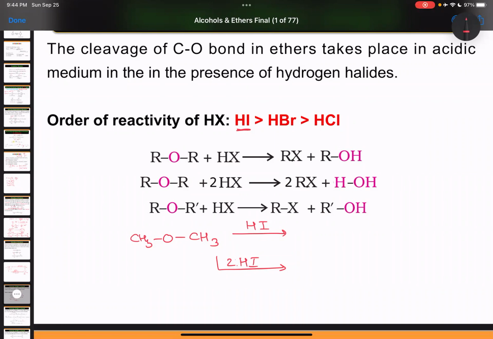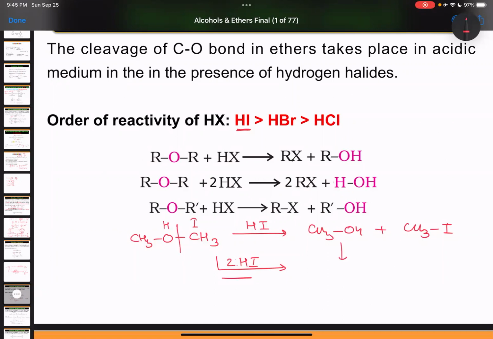1 mole of HI and 2 mole of HI. What are the products which you are going to get? Yes, Samira, tell me quickly. We are going to get CH3I plus CH3OH. Now just break it like this, H and I. It is going to be CH3OH and CH3I. Yeah, right. And what about the second one?